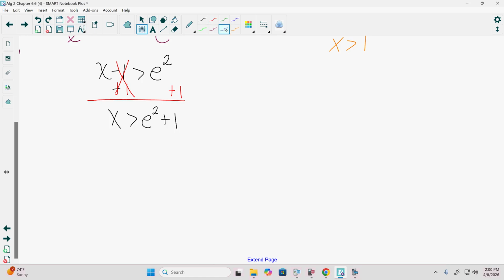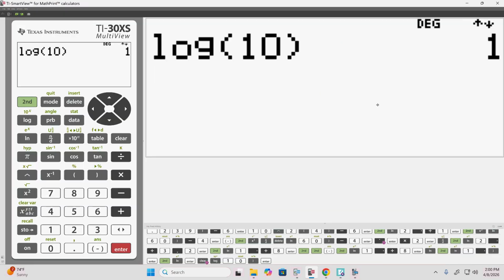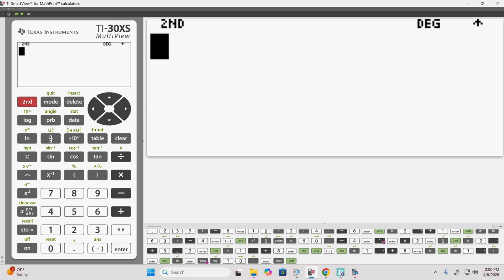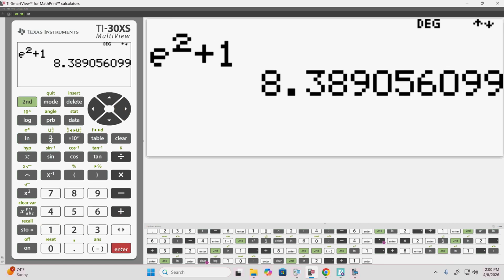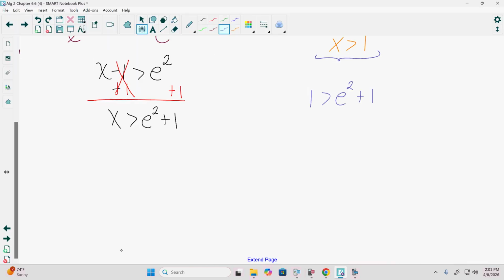Now we need to compare this to our restrictions. Our restriction said that x has to be greater than 1, yes? So if I plug this into our final statement, I need to see if 1 is indeed greater than e to the second plus 1. Luckily for us here, we can let the calculator tell me what e to the second plus 1 is. 8.389. Well, is 1 bigger than 8.389? That is not a true statement.